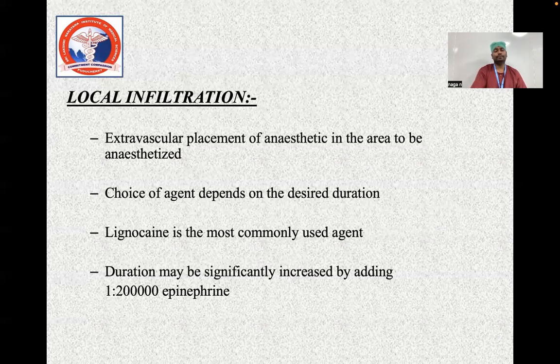Local infiltration. Extravascular placement of anesthetic in the area to be anesthetized. Choice of agent depends upon the desired duration. Lignocaine is the most commonly used agent in local infiltration. Duration may be significantly increased by adding 1 in 2 lakh epinephrine.